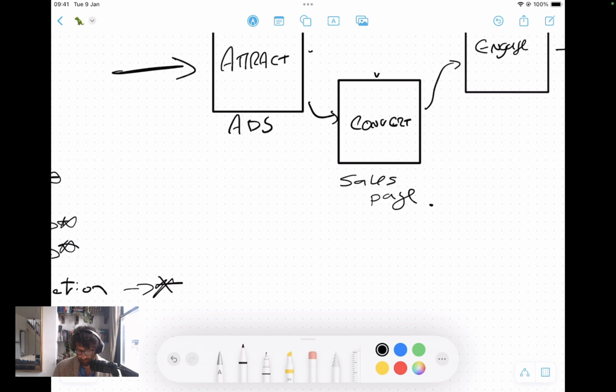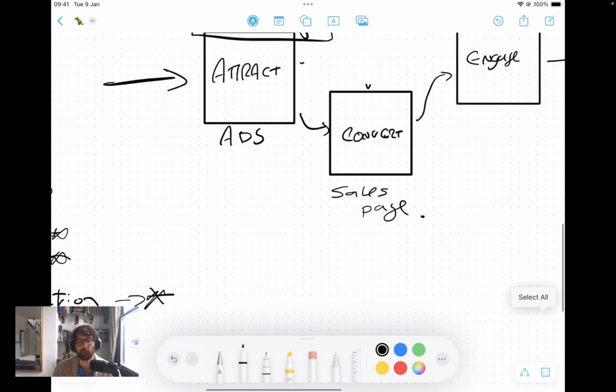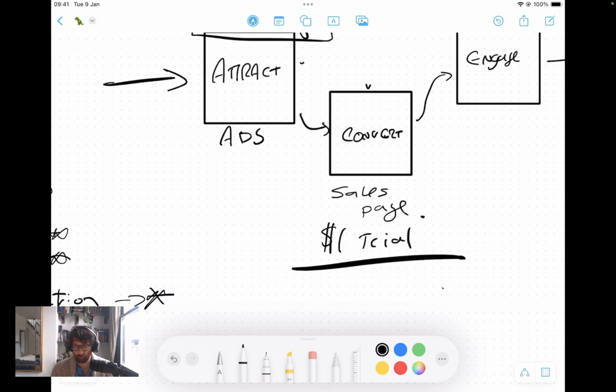And then what I would do is on that convert stage for the sales page, if you still can't convert people at the full price, do something like a $1 trial. A lot of software does this. They do like a 7-day $1 trial. I do a $1 trial. Basically that allows people to check out the thing for the first week for $1, and then it auto ups onto the full price.